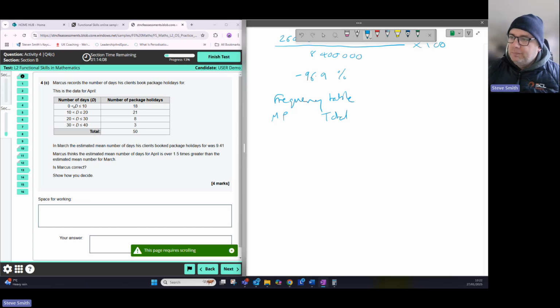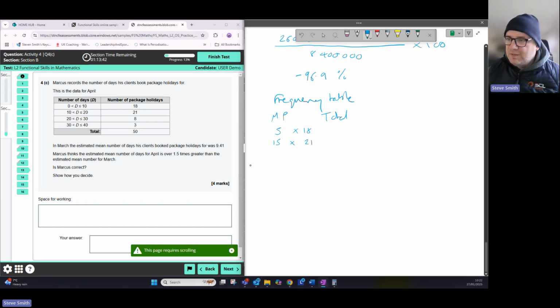So we've got the midpoint. We add the first and the second number, so 0 add 10 divided by 2. That's 5. Then we multiply it by the number we've got here. And that's the first total we've got. Okay. Second one, 10 add 20 is 30. Divided by 2 is 15. We multiply it by the frequency, 21.